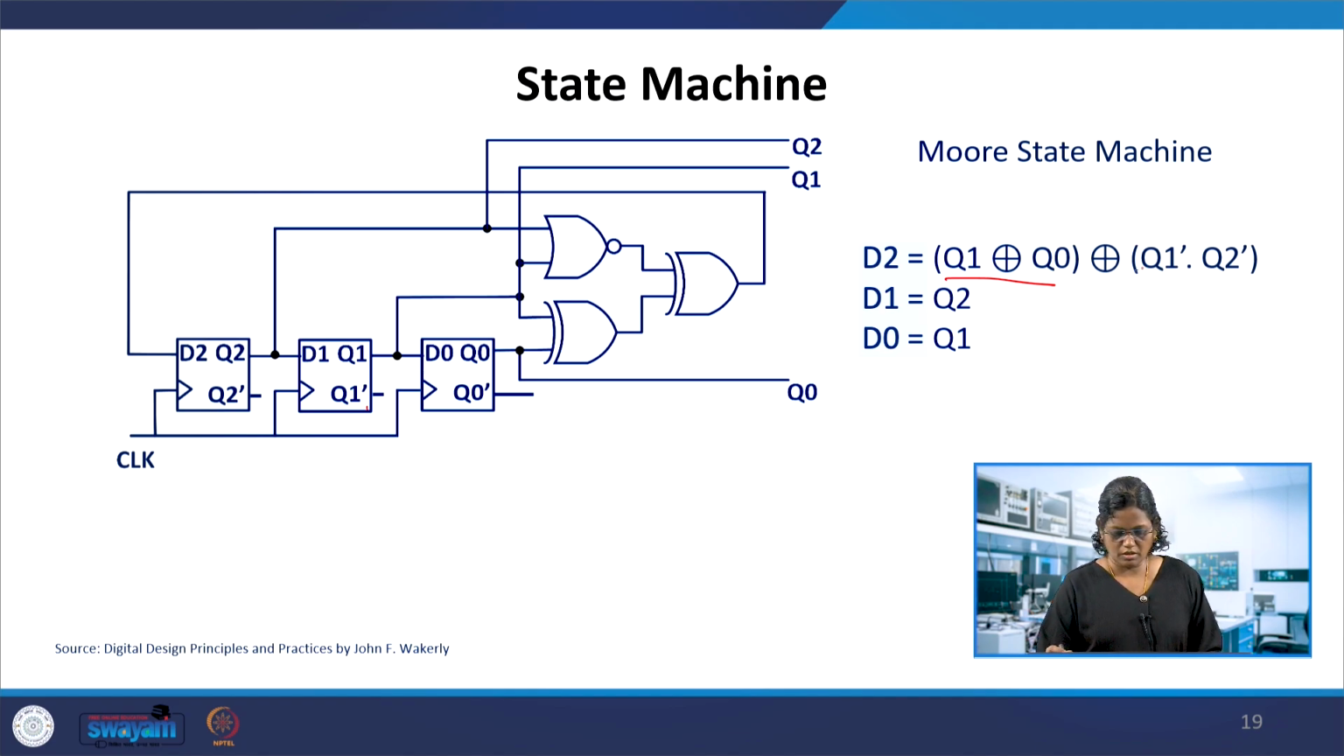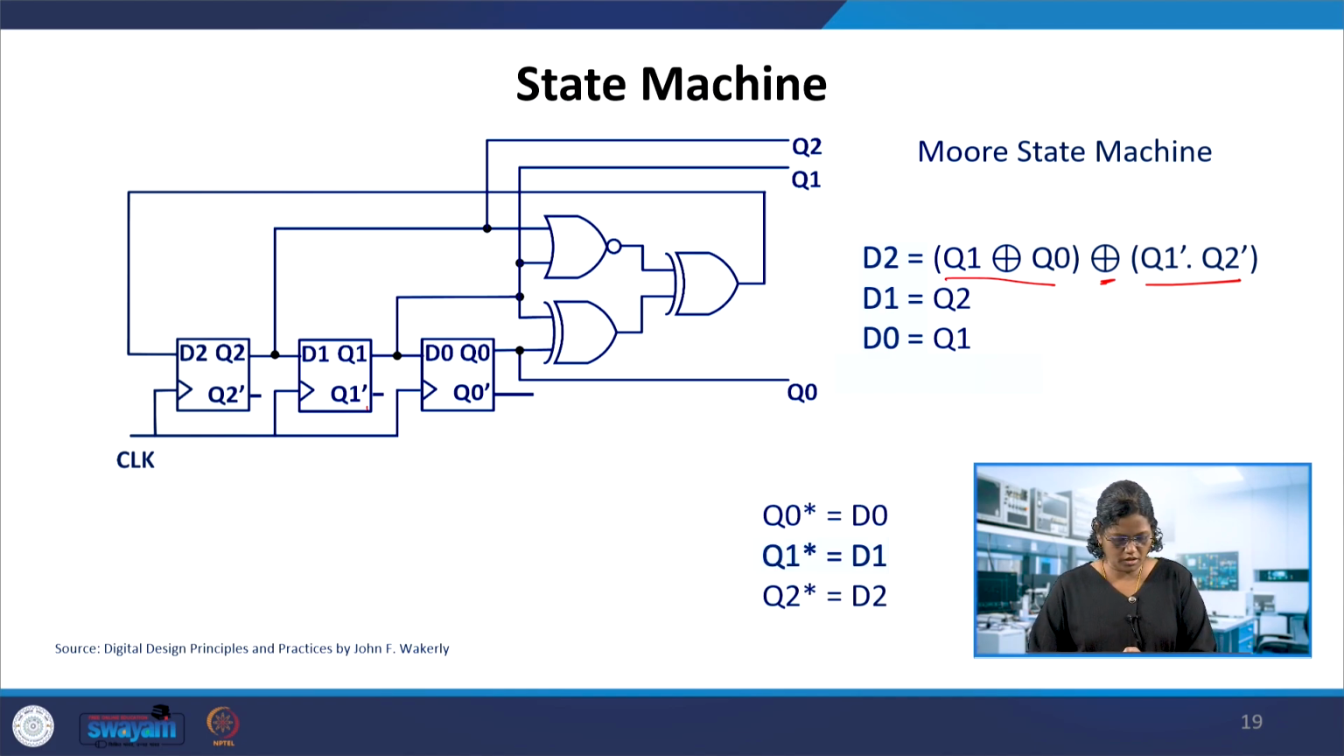So you get this as Q1 dash and Q2 dash, and both are given to an XOR gate. The output of the XOR gate goes into D2, and then D1 will be equal to Q2. D1 equals Q2, Q0 star is D0, Q1 star is D1, Q2 star is D2. Okay, so we get this.